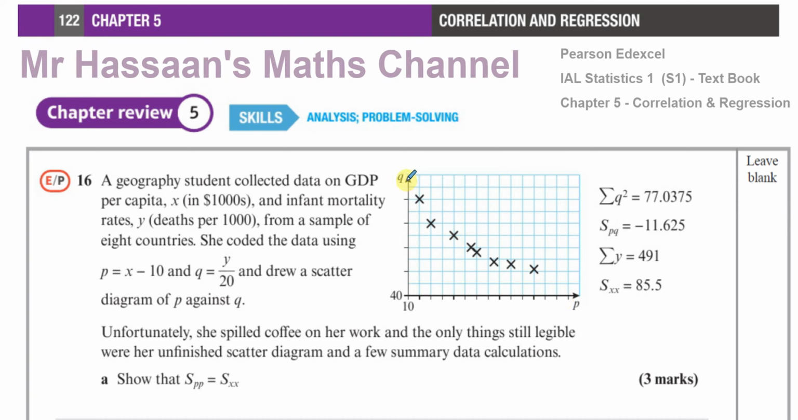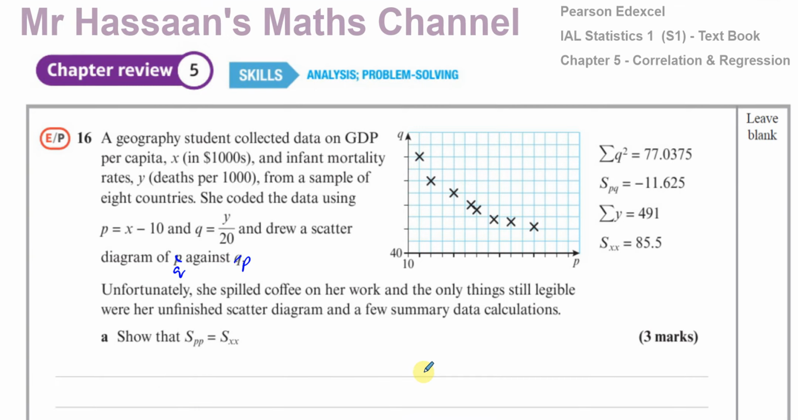Okay, here's Q against P. Alright, so I think that should say Q against P. That's what's drawn. Anyway, unfortunately, she spilled coffee on her work, and the only things still legible were her unfinished scatter diagram and a few summary data calculations. Okay, so, all right. So show that SPP equals SXX.